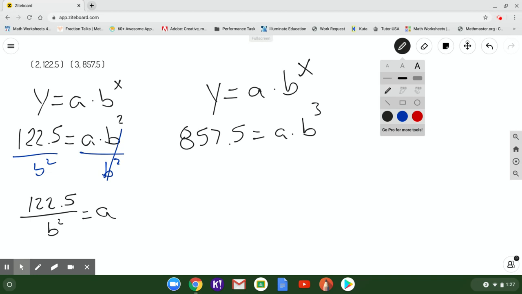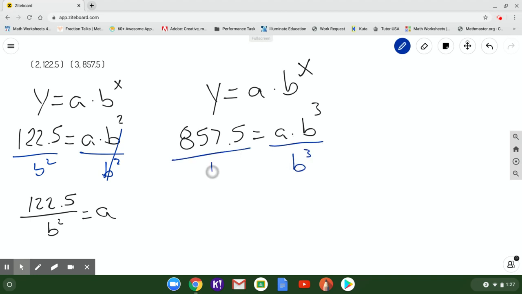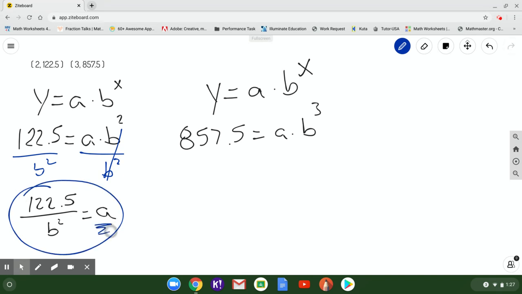And I'm going to divide both sides by b to the 3rd. Oh, no, wait, hold on. Out of habit, I started doing that. Not that that's wrong. It's just it may be easier just to stop right there and put this in here for a. So I'm going to replace that for a.